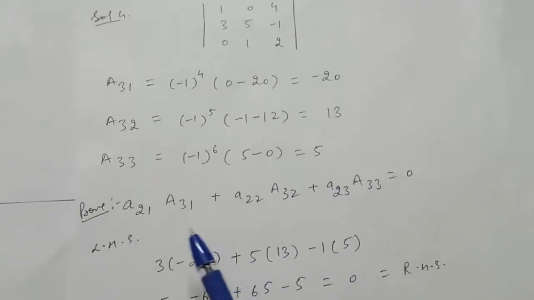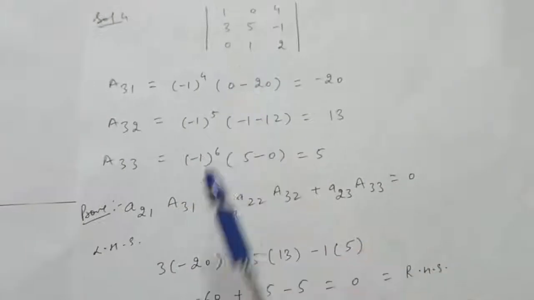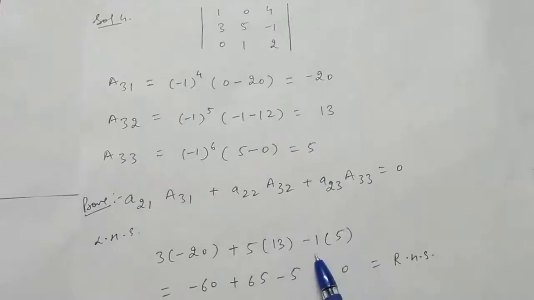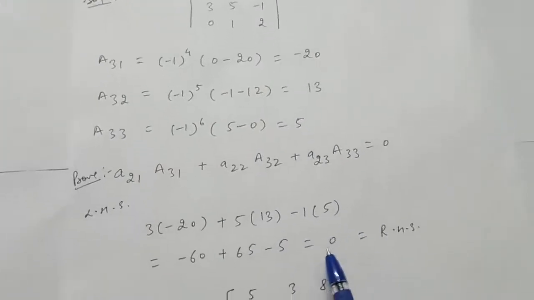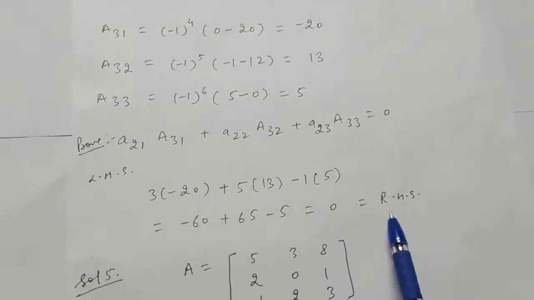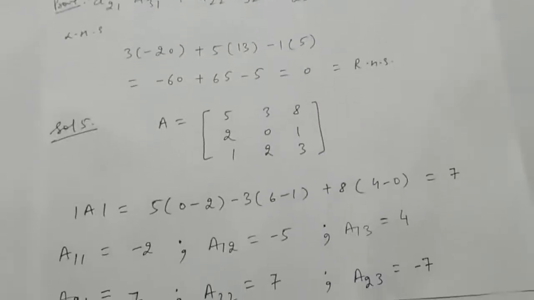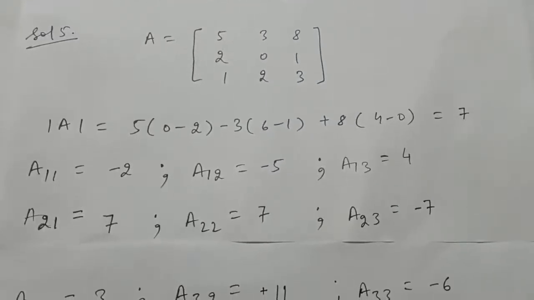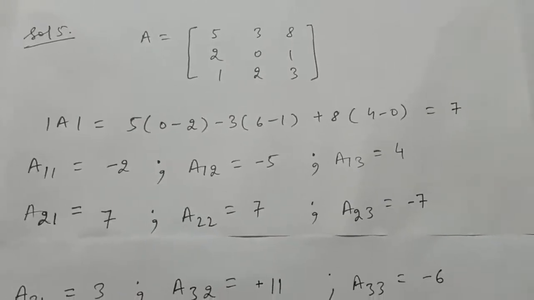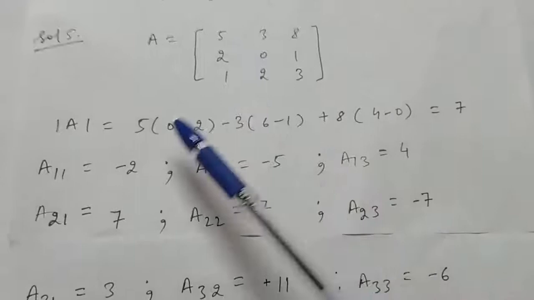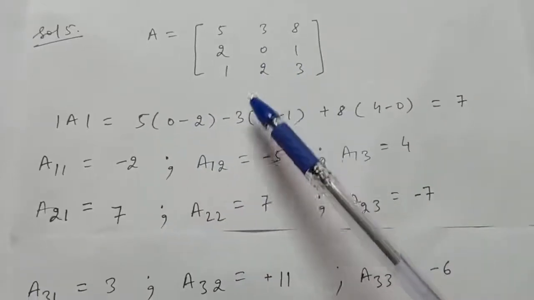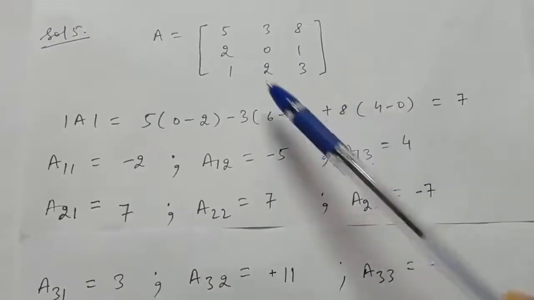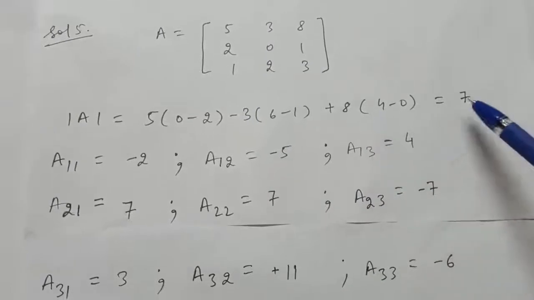Now put all the values. A21 is 3 into -20 plus 5 into 13, and this is -1 into 5. So you will get the result as 0, which is the right hand side. Right? Now in question number 5, you have to prove that adjoint of A into A is determinant of A into identity matrix. So find out the determinant. Along the first row it is 5 into 0 minus 2, minus 3 into 6 minus 1, plus 8 into 4 minus 0. So the determinant is 7.